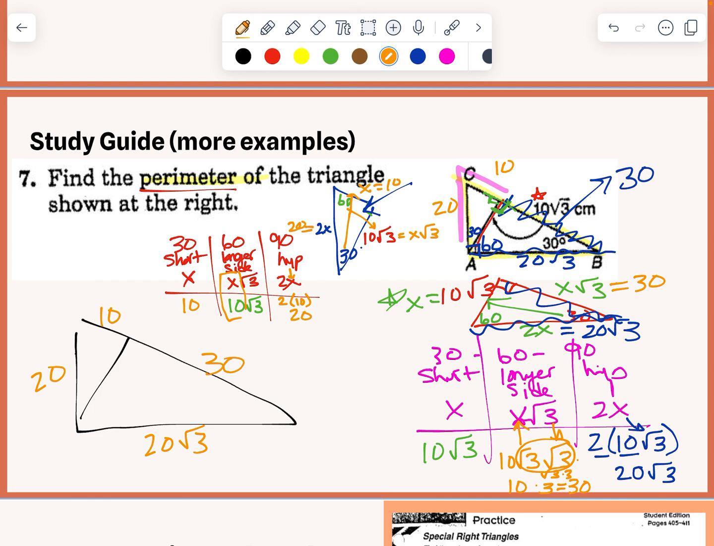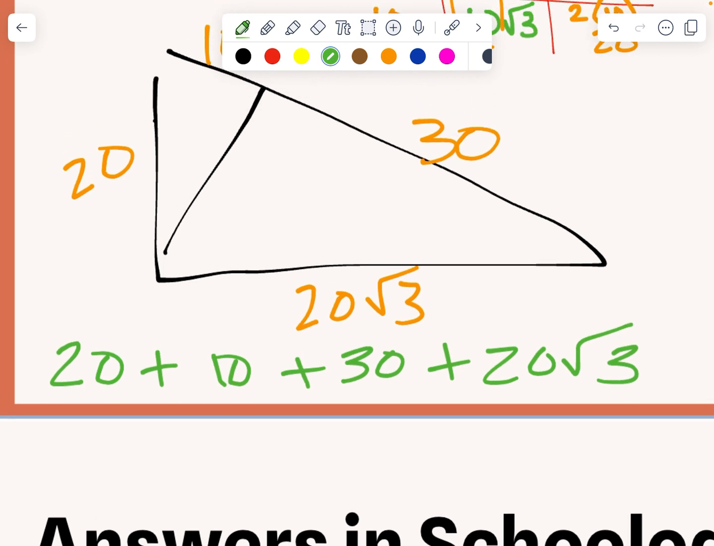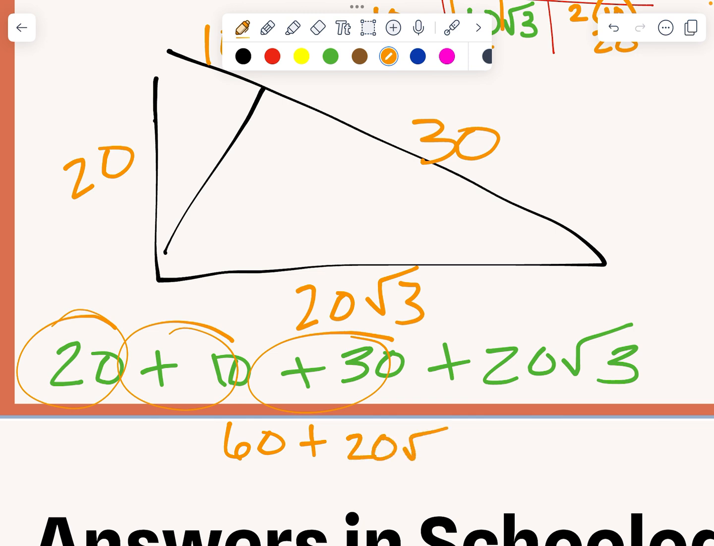So whenever we add to find perimeter, we're adding all of the sides all the way around. 20 plus 10 plus 30 plus 20 square roots of 3. This is very similar to combining like terms. We are going to put our plain numbers together. So we have 20, 10, and 30. 20, 10, and 30 make 60. And then we have 20 square roots of 3. And since that has a square root of 3 on it, we cannot add that to the 60. Your final answer for perimeter is 60 plus 20 square roots of 3.